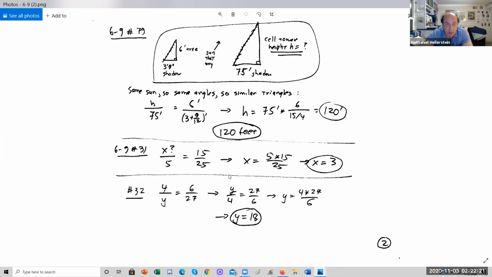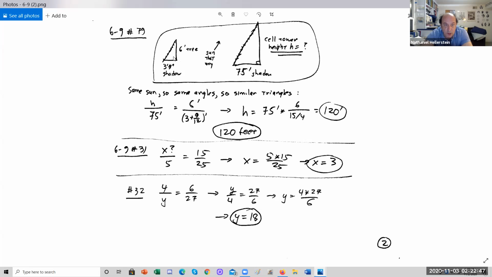Okay, so here's an example. Problem 79. A 6-foot tree casts a 3-foot 9-inch shadow, and in the same sun, a cell tower casts a 75-foot shadow. How tall is the tower? Assuming both have right angle bases, the tree and the tower are straight up, and the sun is in the same direction in the sky.